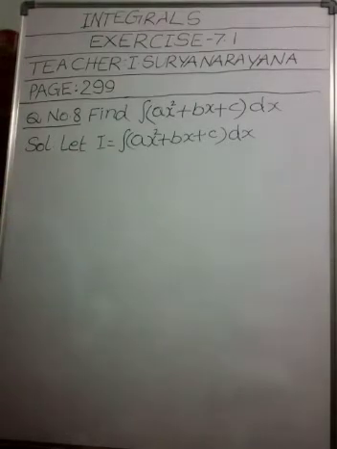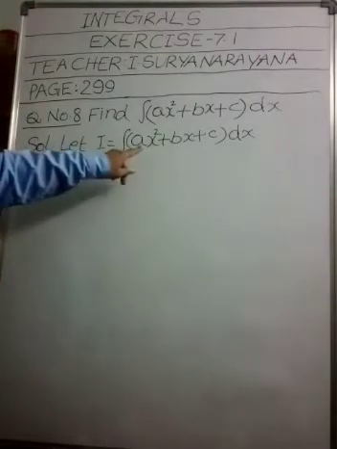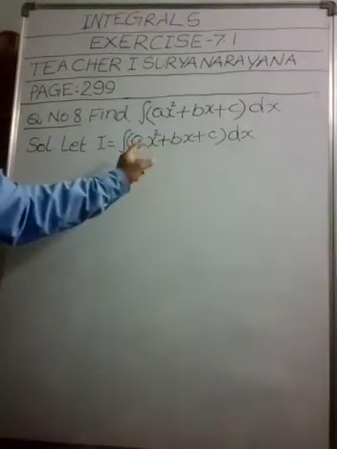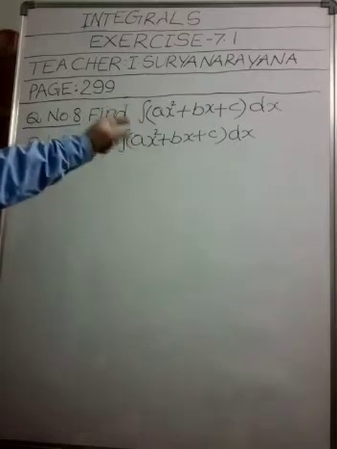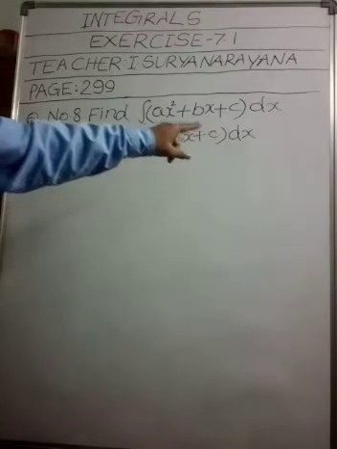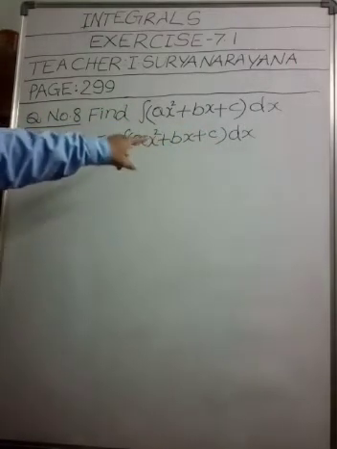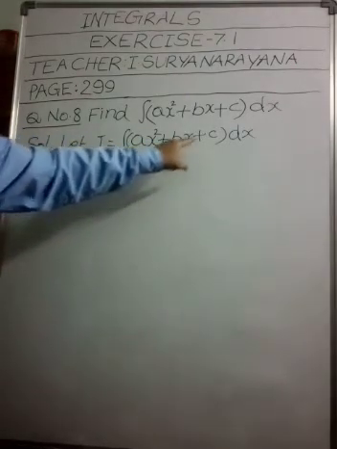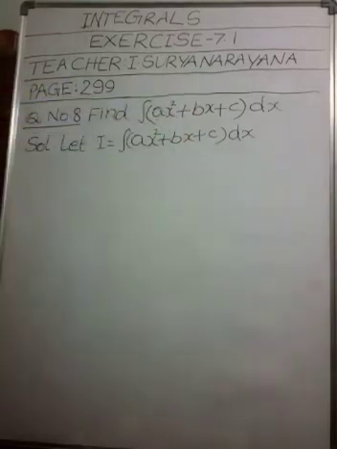Now what is the integrand here? Yes, ax square plus bx plus c. So it is in the form of a sum of 3 terms. This integrand has 3 terms. First term is ax square, second term is bx, and the third term is c. So we can find the integrals of each and every term separately.